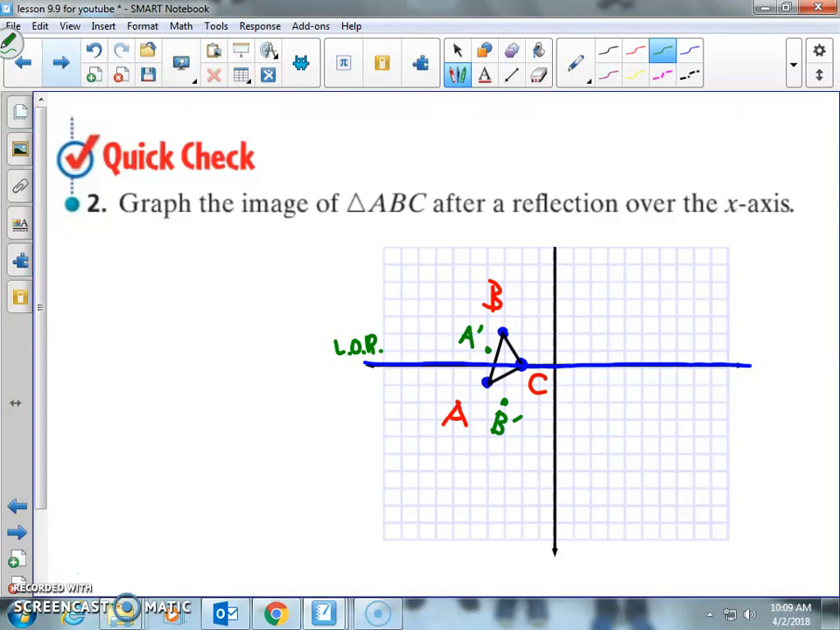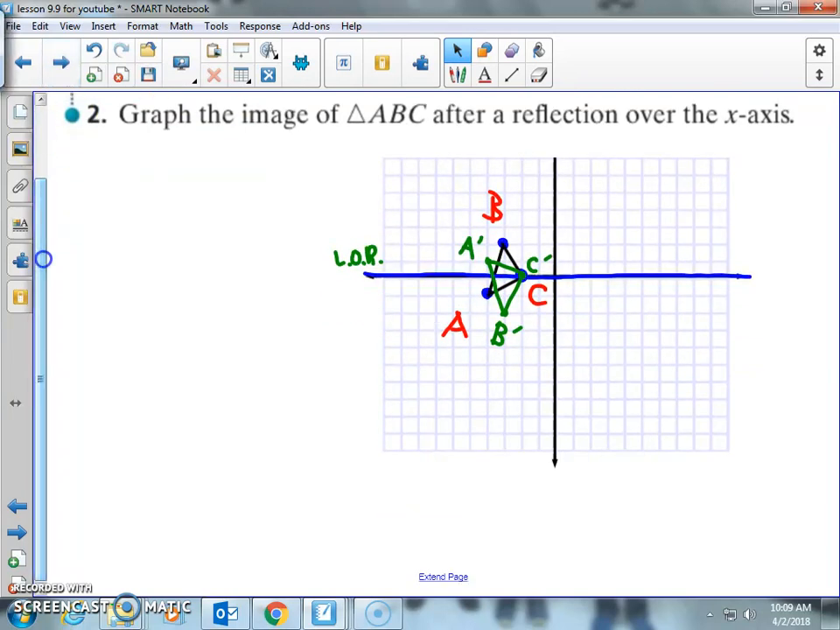Now take a look at C. Point C is on the line of reflection. I don't have to move to get to the line of reflection, which means C prime lands in the exact same place. So our image is flipped over the line of reflection. Basically, the way to think of it, the points that are above the line of reflection will be below in the copy. The points that are below in the original will be above in the copy, or in the image.